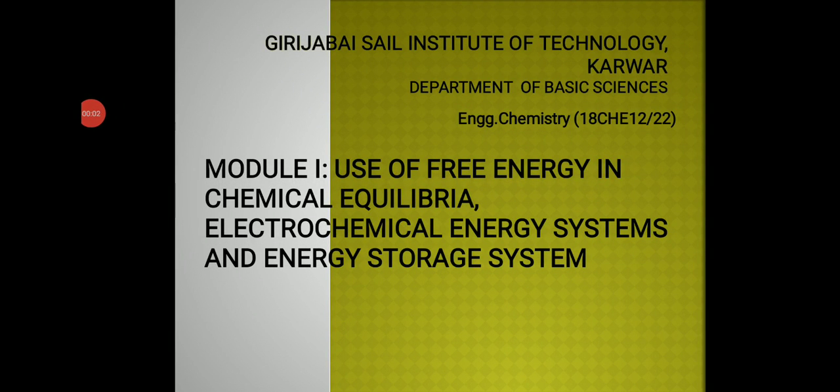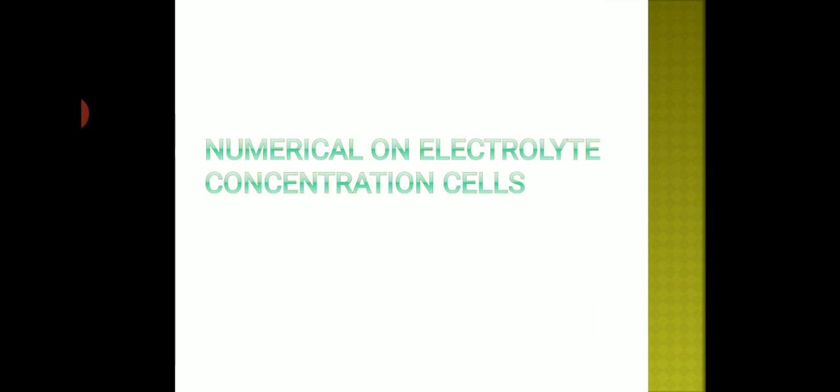Hello students, today in this video we'll solve some more numericals on electrolyte concentration cells. In the previous video we solved two problems based on the electrolyte concentration cell formula, which was E cell is equal to 0.0591 upon n log to the base 10 of C2 upon C1.